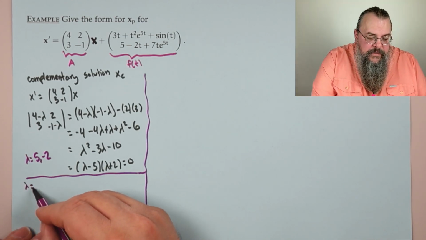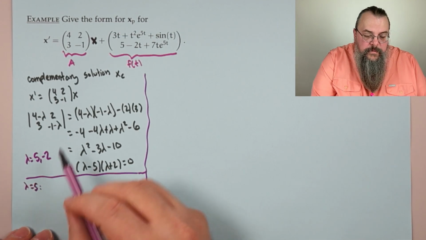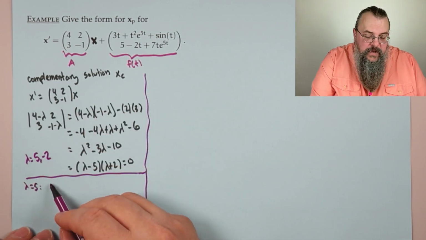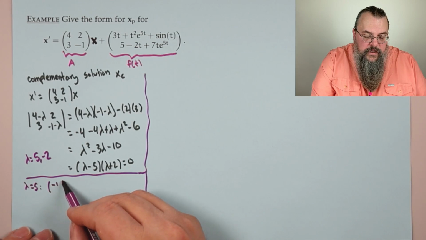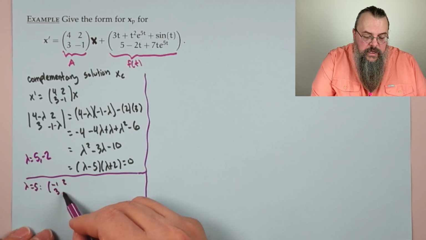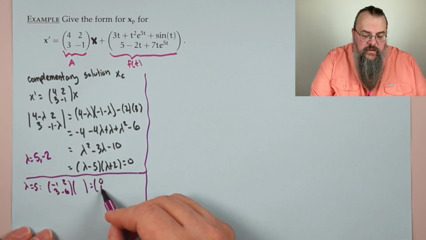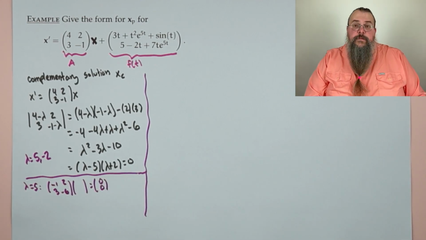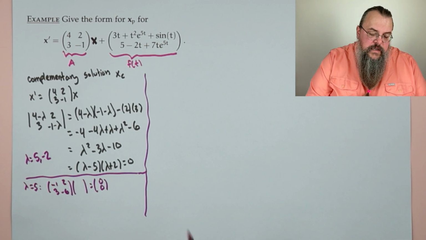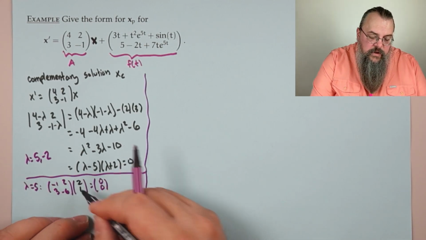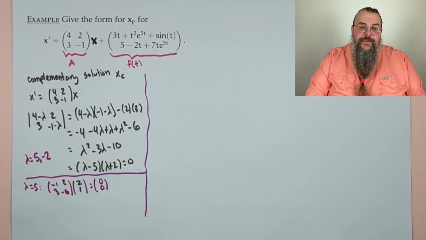So for lambda equals 5, we subtract 5 off the diagonal. That would be minus 1, 2, 3, minus 6 times something should give us 0, 0. We think about it for a second and say, hey, 2, 1 works. Great.